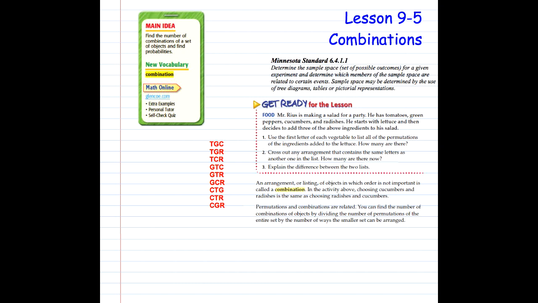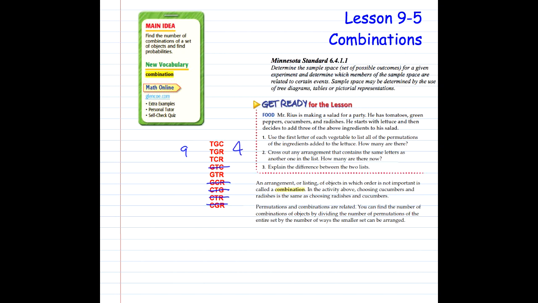Cross out any arrangements that contain the same letters as another one in the list. How many are there? Well, let's see. If I go through my duplicates, this is a duplicate. This is a duplicate. And so are these 3. So I go from 9 permutations to 4.